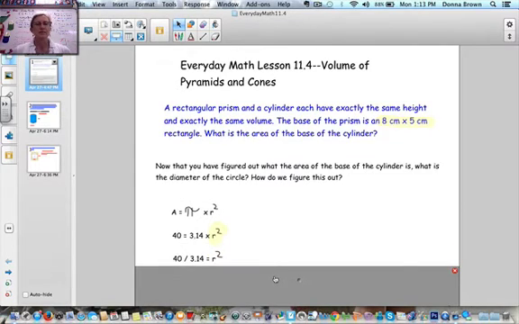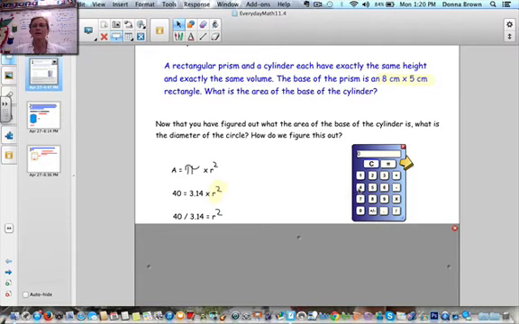So I'm going to do this on the calculator. I'm going to take 40, which is the area, and divide it by pi, which is 3.14. And I get 12.7388 and so on. So I'm going to round that to the nearest hundredth, which would be 12.74. So we're going to use that number. 12.74 represents r squared. So that we make sure we know that's what we're finding, I'm going to type that in.